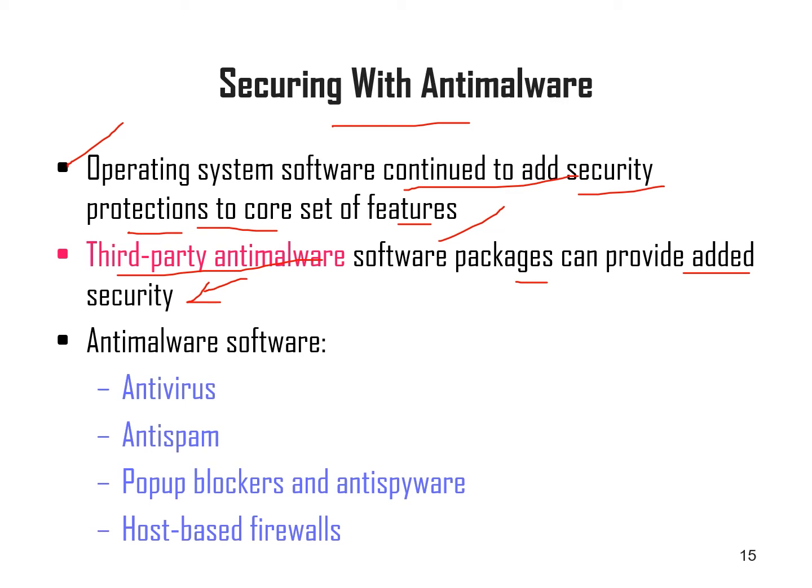So anti-malware software may be categorized as antivirus, which protects against viruses, right? Antispam, which protects against spam, right? Popup blockers and anti-spyware are there, right? Host-based firewalls are also there. So these are all some categories of anti-malware.